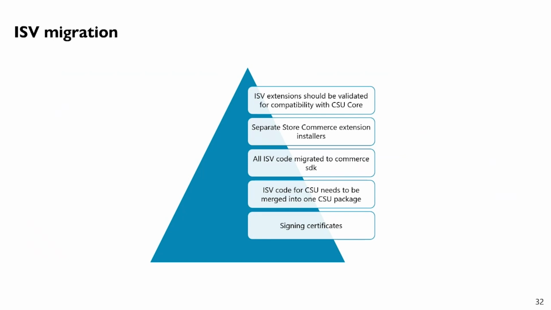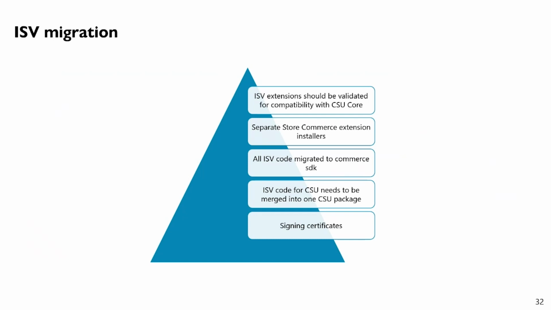So all the ISV code should be migrated to CPOS SDK. The code based on retail SDK will not be supported and can't be applied to Dynamics 365 CPOS environments. So all ISVs must be ready for the customer migration by October 2023.